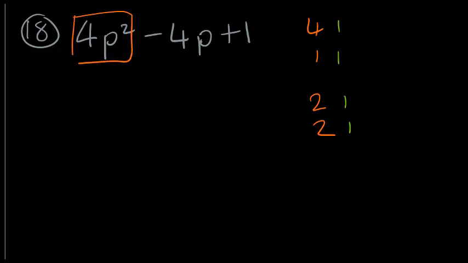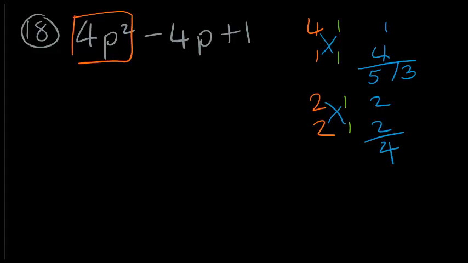So now, how do we get 4? We are going to say 4 times 1 is 4, 1 times 1 is 1. So if I add and subtract, I either get 5 or 3. 2 and 1 is 2, 2 and 1 is 2. If I add them up, I get 4.